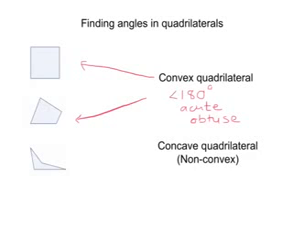A concave quadrilateral, also known as a non-convex quadrilateral, has at least one angle that is a reflex angle. So you can see that in a convex quadrilateral, all the angles push outwards. They all push out. But one of the angles in a concave quadrilateral pushes in.